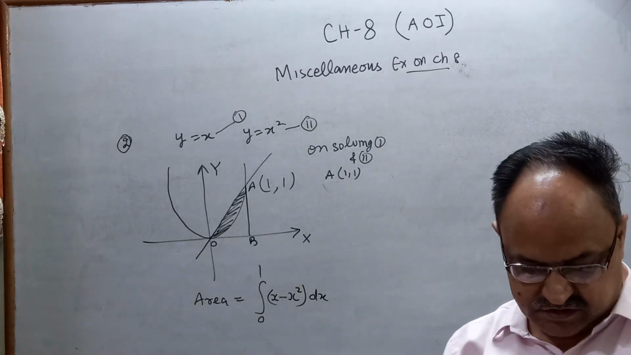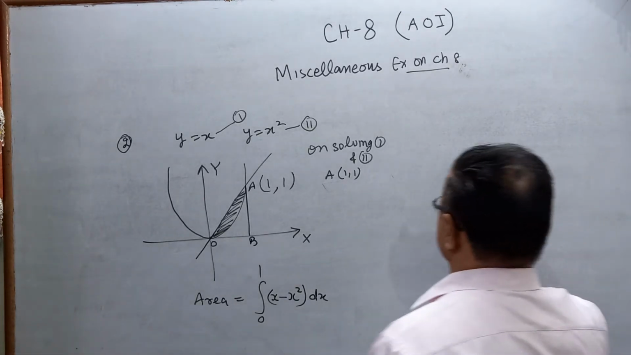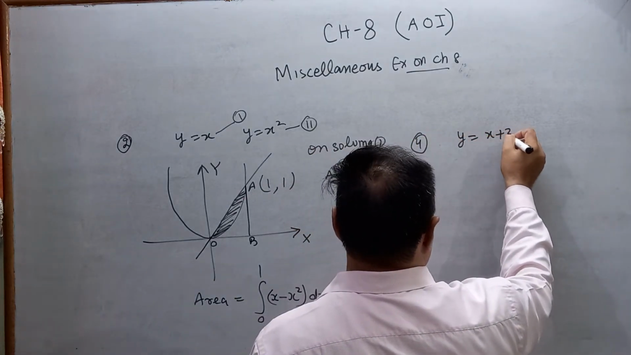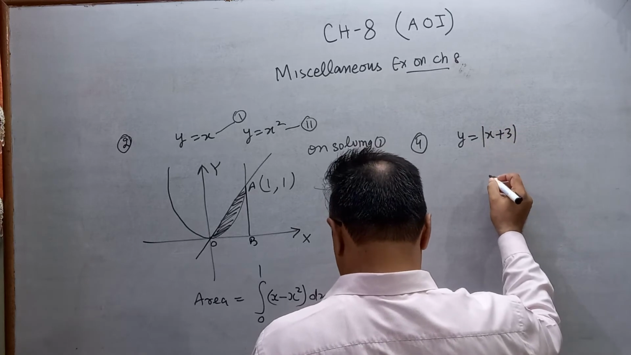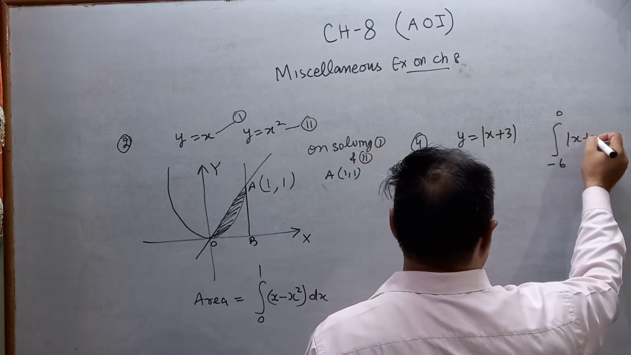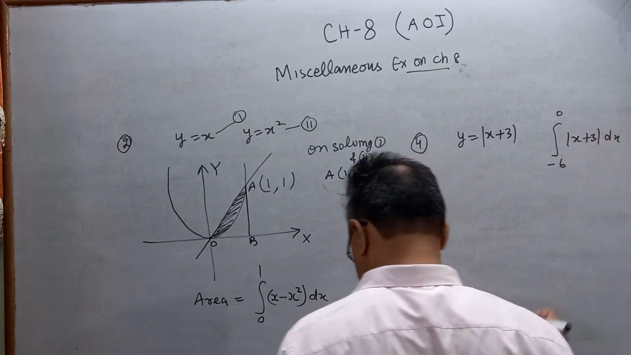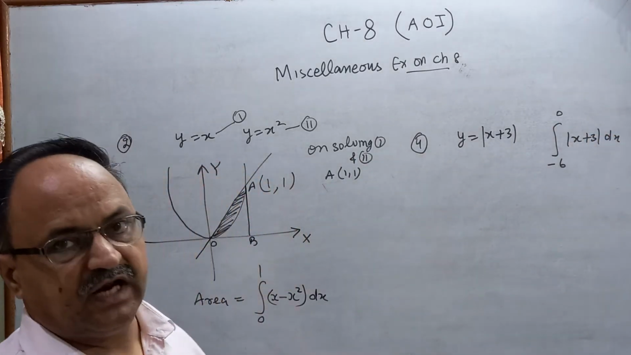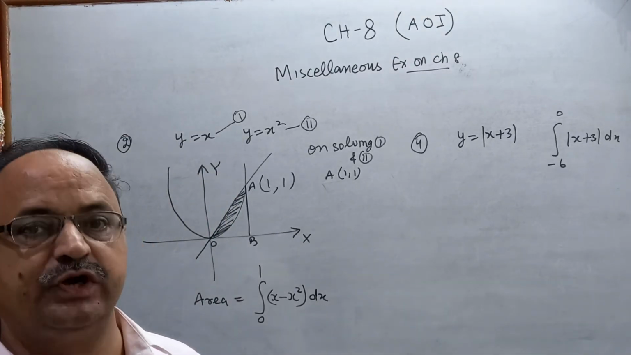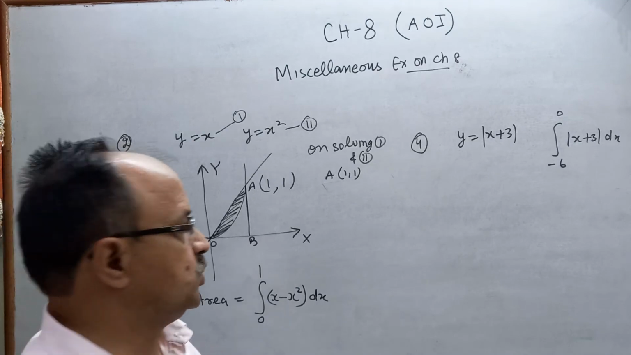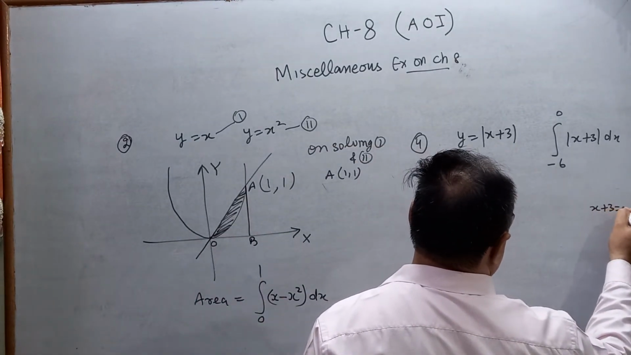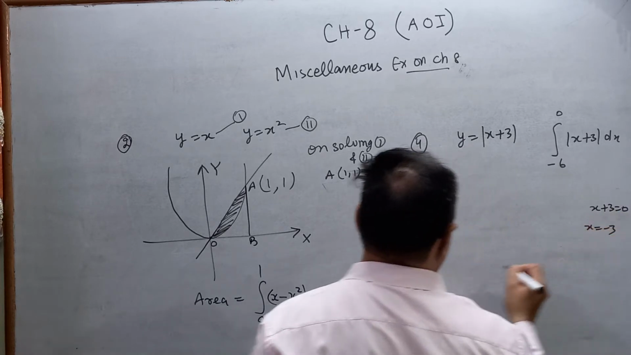Next, question number 4. Miscellaneous. Y is equal to mod x plus 3, and evaluate the integral from minus 6 to 0 of mod x plus 3 dx. Clear? Can you tell me the turning point of mod x plus 3? Put x plus 3 is equal to 0, then x is equal to minus 3.